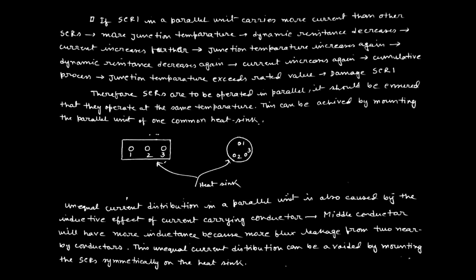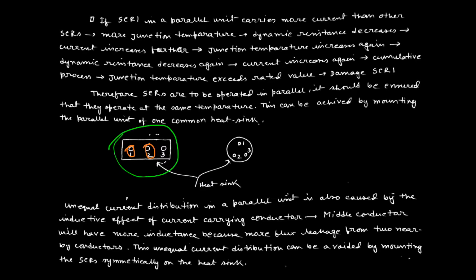Suppose this is the first heat sink I am showing here, with SCR 1, 2, 3. In this way, the n number of SCRs should be connected in parallel. But here is a problem. The first SCR shares the minimum amount of current, but the second SCR, which is placed between SCR 1 and SCR 3, due to the inductive effect can share the maximum current stress. That is why there is a tendency for SCR 2 to be damaged.